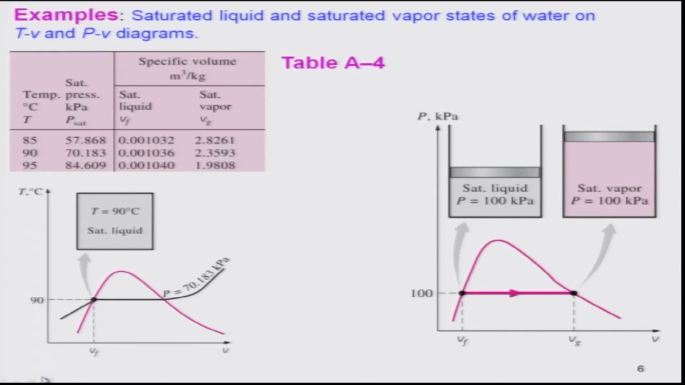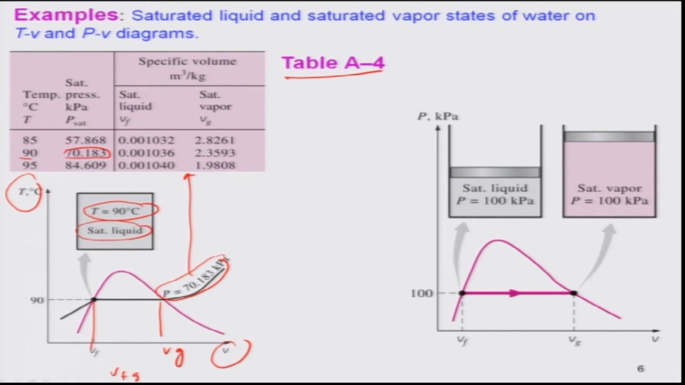So let us take a case just for the sake of illustration here. So you have saturated liquid and saturated vapor states, and this is the case of temperature, volume is plotted. What you have been asked is, you have a system which is at 90 degrees Celsius, and this is the saturated liquid. Corresponding pressure would be 70.83. If this is being asked, you can find out directly from the table A4. So this is the corresponding pressure. You can also find the Vf and Vg. You can also find Vfg from the tables, okay.